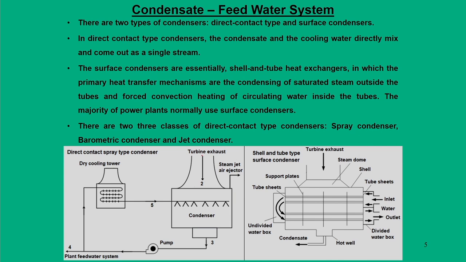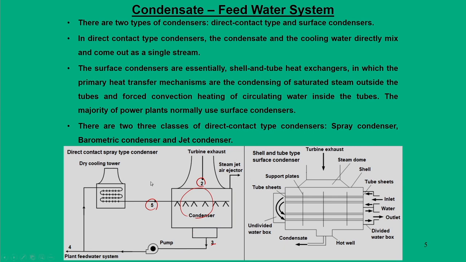If you look at this figure, the exhaust from the turbine is at state 2, and the circulating water that enters the condenser is at state 5. Both are allowed to mix in the condenser, and the mixture leaves at state 3. This is what we call the direct contact type. That means the two fluids that enter the condenser mix, and the resultant stream comes out of the condenser.